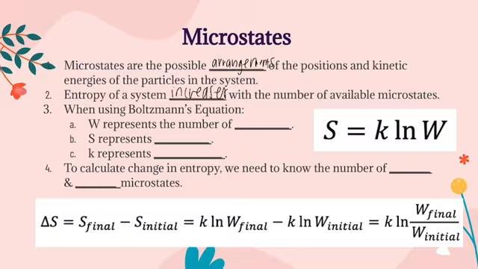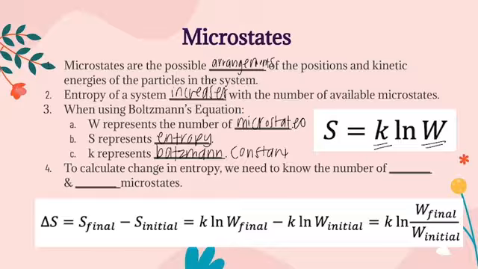randomness in the system. So when using Boltzmann's equations, W, in this case, represents the number of microstates. S represents, as we've talked about before, entropy. K is then going to be what we've talked about before in the past. It's a constant. K is usually a constant. In this case, it's called our Boltzmann constant.